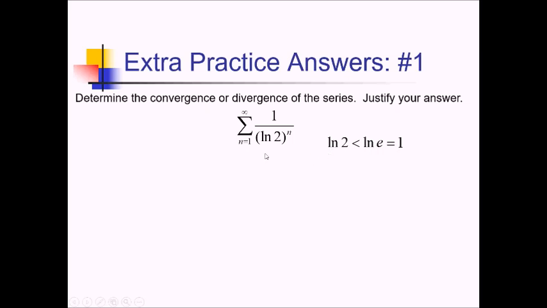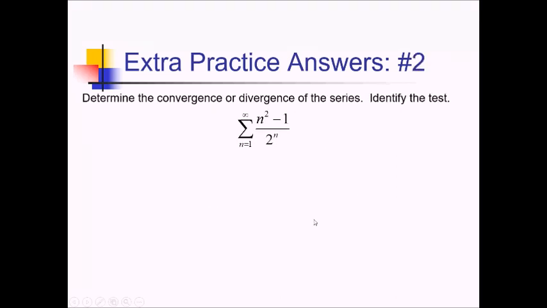So if I take the limit of this expression as n approaches infinity, this expression here is going to be getting smaller and smaller. The denominator is going to keep shrinking and shrinking, which means the fraction as a whole is going to keep growing in size to infinity, which tells us, since this is not 0, that this series diverges by the nth term test.